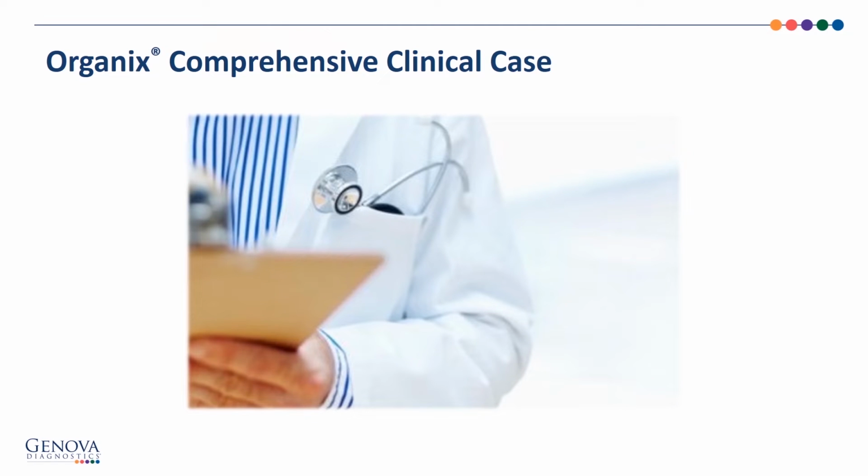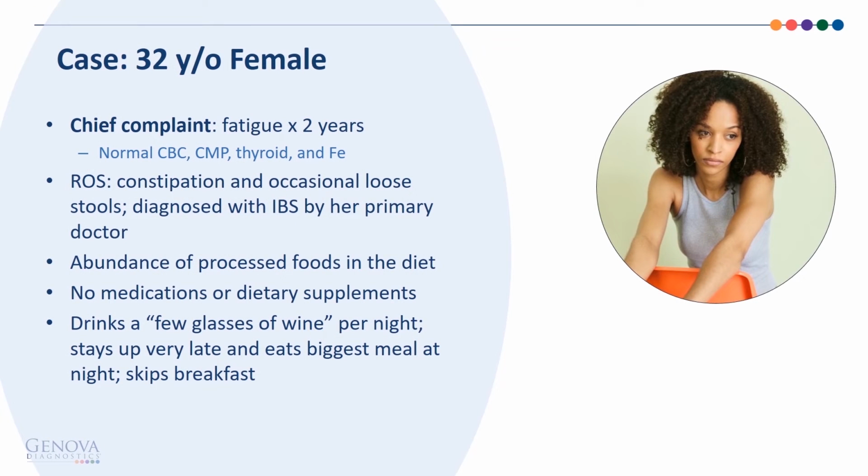Now let's take a look at a clinical case featuring the Organix comprehensive profile. This is a case of a 32-year-old female with a chief complaint of fatigue for 2 years. She had normal workups, which included a blood count, a metabolic panel, a thyroid panel, and an iron panel, and all were within normal limits. She had a review of systems, which included report of occasional loose stools and constipation, and she had been diagnosed with IBS by her primary care doctor.